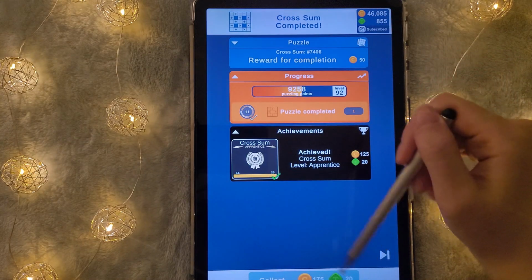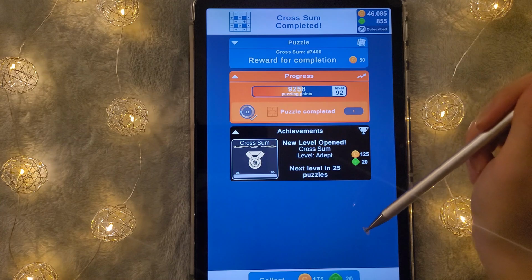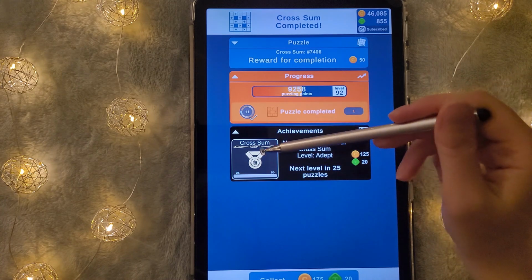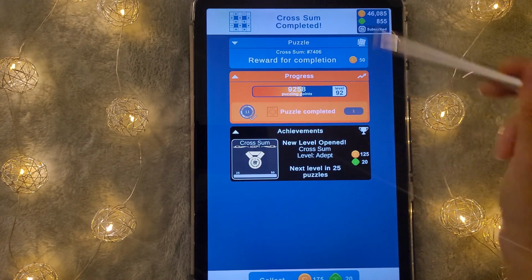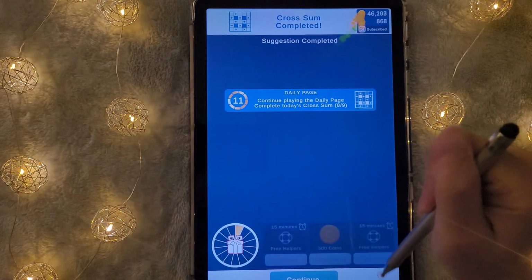And we also received some tokens and additional coins for this one because I've moved into Adept across them. So let's collect our stuff.